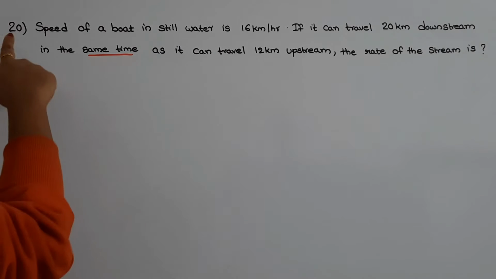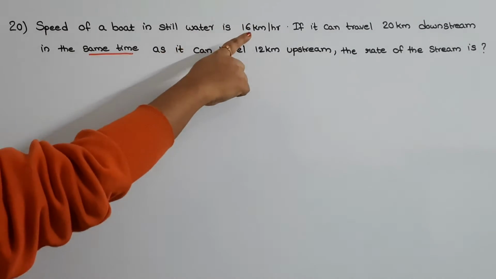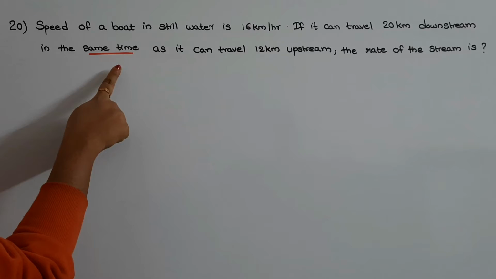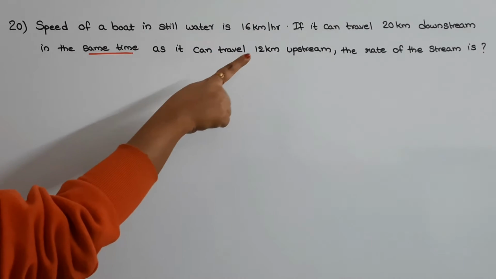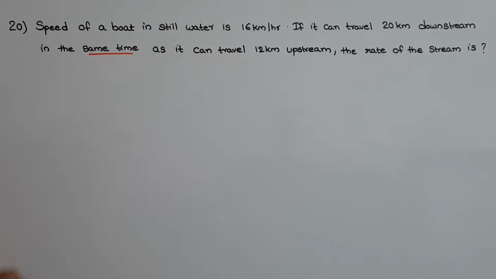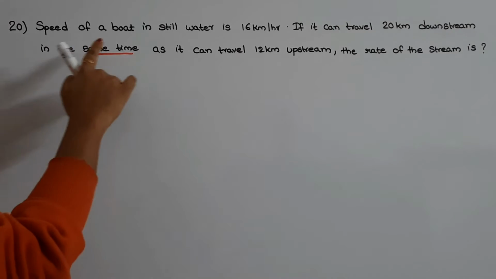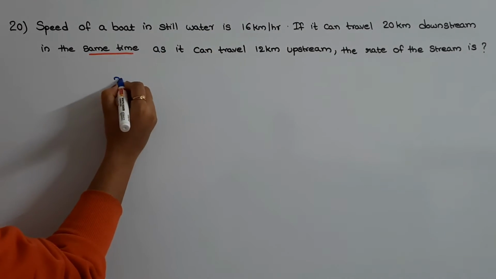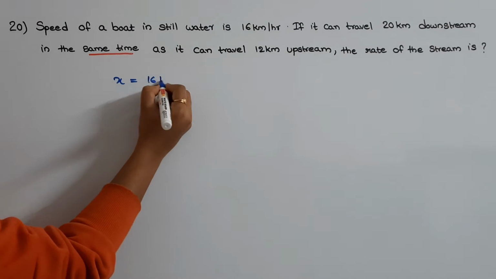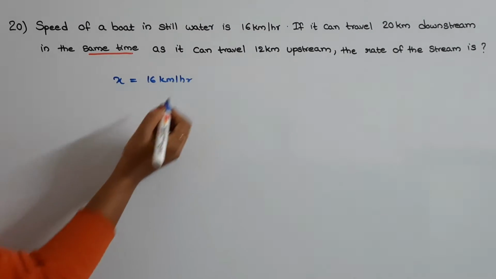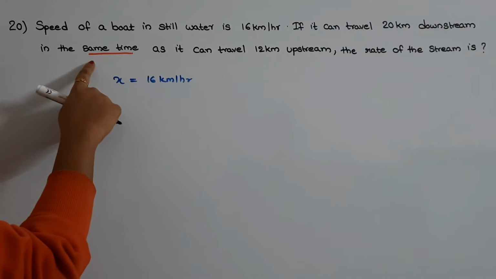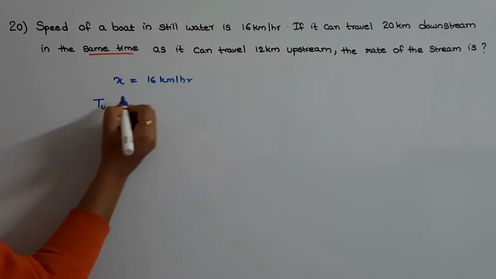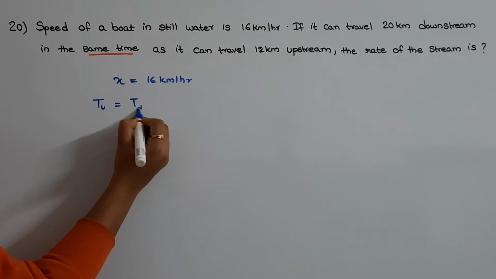20th question is, speed of a boat in still water is 16 km per hour. If it can travel 20 km downstream in the same time as it can travel 12 km upstream, the rate of the stream is. So in this question, they have given the speed of the boat in still water as 16 km per hour. That is, x value is given as 16 km per hour. Then they are telling that the upstream time is the same as the downstream time. That is, T up is equal to T downstream.